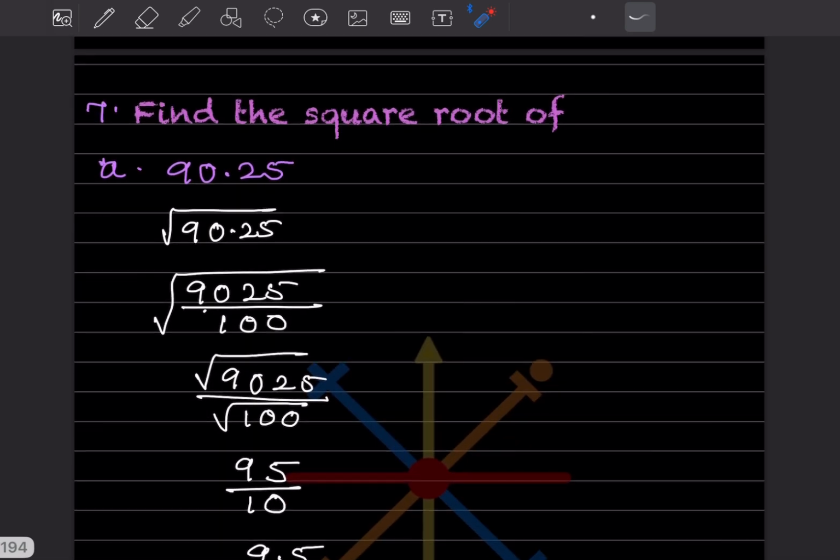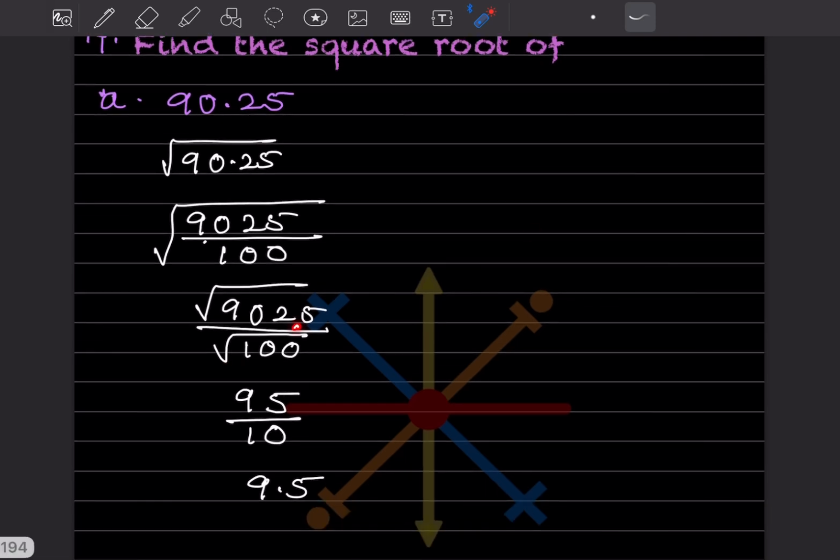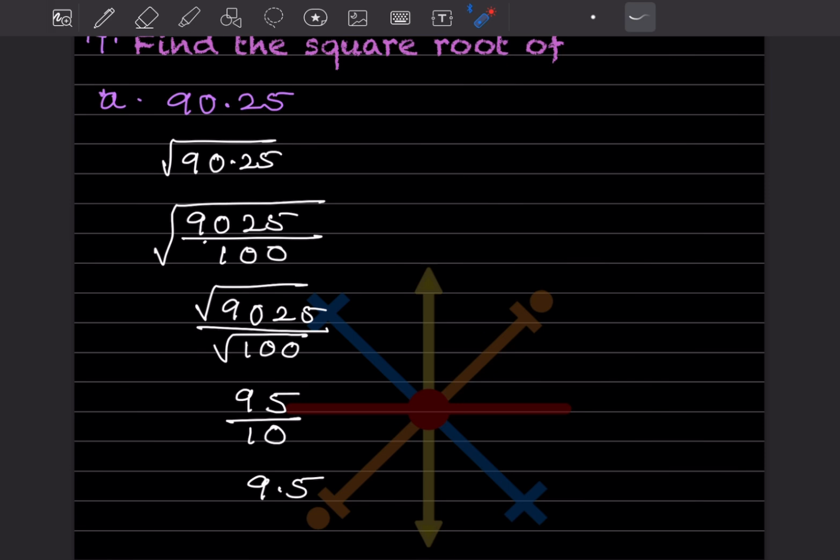Find the square root of 90.25. So this 90.25, to remove the decimal, you write all these numbers and, because after two numbers is a decimal, you are going to divide it by 100. So this can also be separated as root of 9025 divided by root of 100. As I told you, 9025 is a big number, you can do it with the long division. So 95 into 95 is going to be 9025, and root of 100 is going to be 10. So there is only one, this one divided by 10 means that should be 9.5.